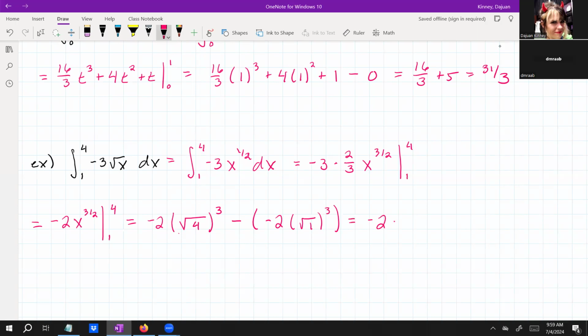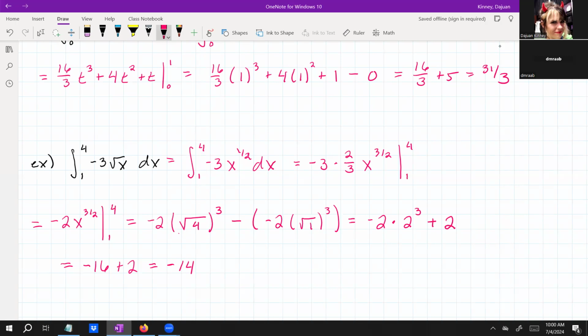So negative 2 times 2 to the 3rd plus 2, because square root of 1 is 1, 1 to the 3rd is 1. And this gives me 2 to the 3rd is 8 times negative 2 is negative 16 plus 2, which equals negative 14, or I really, really hope so. Yeah, I don't see anything that went wrong. Okay. So we get negative 14.